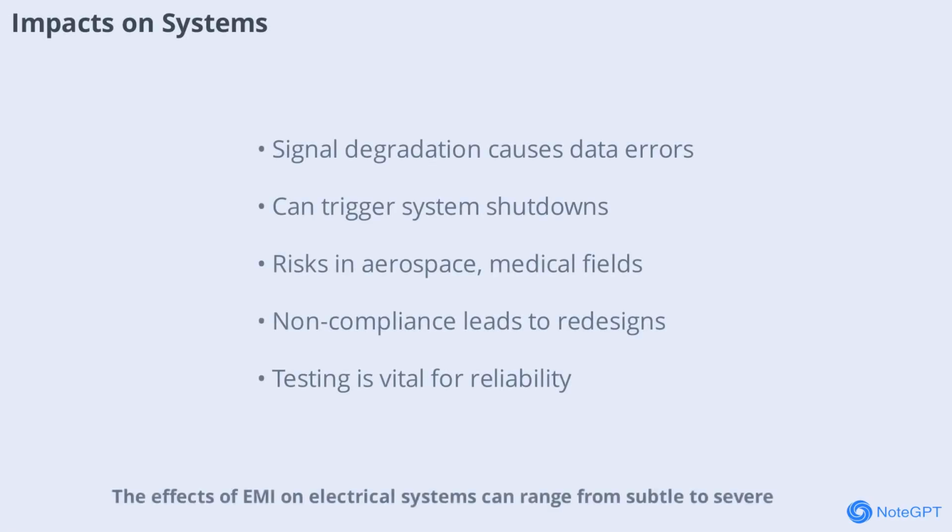Effects of EMI on electrical systems can range from subtle to severe. At the most basic level, EMI can degrade signal quality, causing data errors or inaccurate sensor readings. This is especially critical in applications like renewable energy inverters or precision industrial controls, where even minor noise can have big consequences. More serious impacts include unexpected shutdowns or malfunctions, such as false trips in protective relays or destabilized control loops. In safety-critical fields like aerospace or medical devices, EMI can pose real risks.